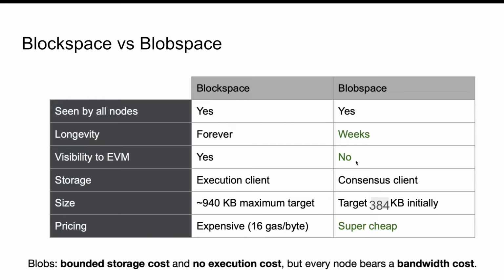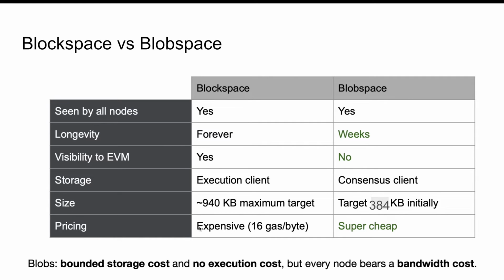What this means practically is that smart contracts will not have any access to the actual blob data. When it comes to actual storage, the blocks are stored in the execution client and blobs are stored in the consensus client. And in terms of size, the blobs are targeted at around 40% of the block size. Essentially, the target will be three blobs per block, and each blob is 128 KB, so three blobs is 384 KB initially.